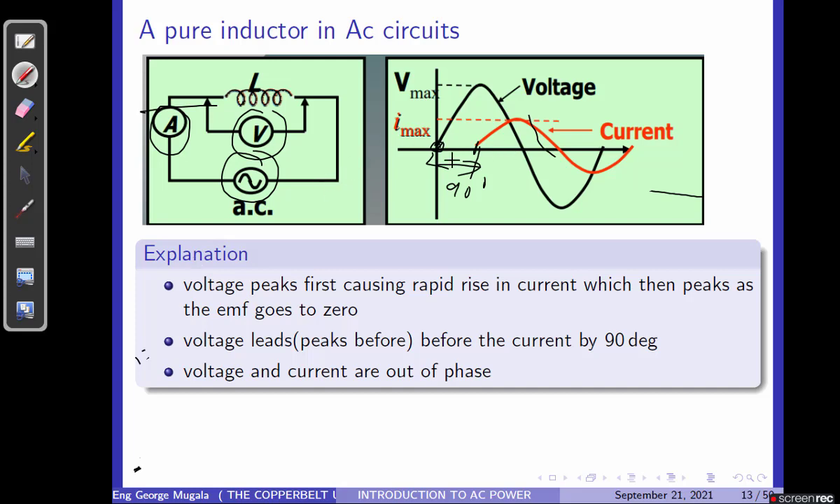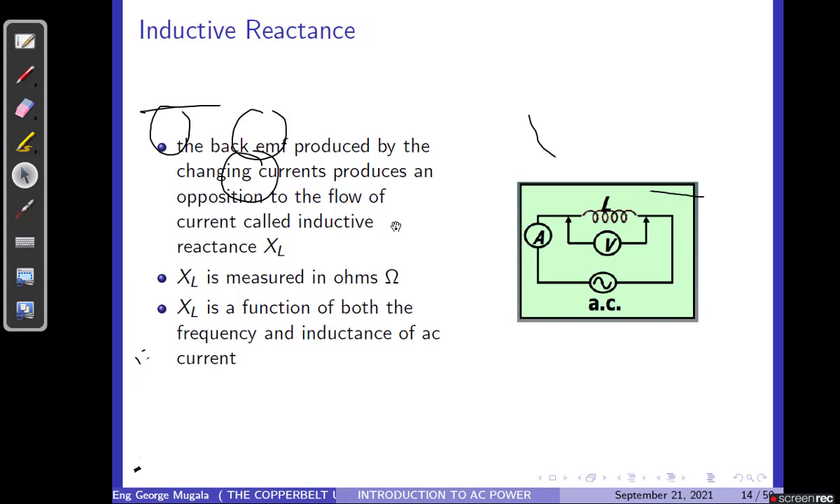We say that the voltage leads the current by 90 degrees whenever we have an AC source and an inductive load. The voltage will lead. Leading means it is to the what? To the left. This one means it's lagging, to the what? To the right. So you can see here that the voltage leads the current by 90 degrees. And the current and voltage are out of phase. They are not in phase. They don't rise at the same time, fall at the same time. They are out of phase. So remember that about an inductive circuit.